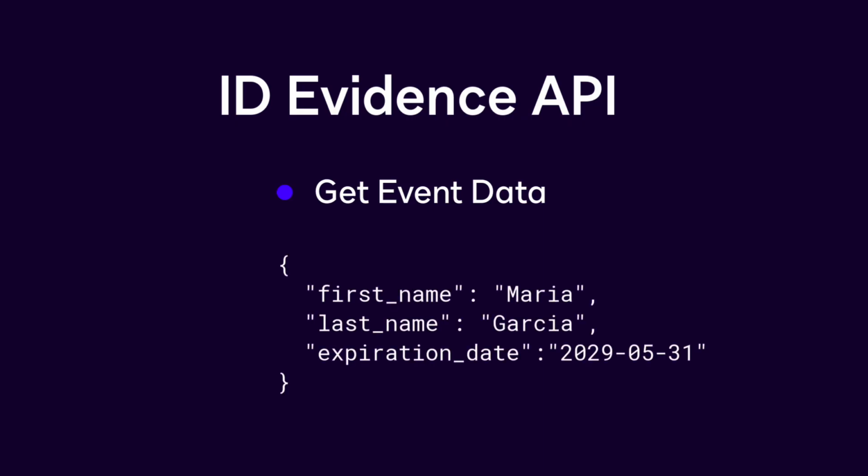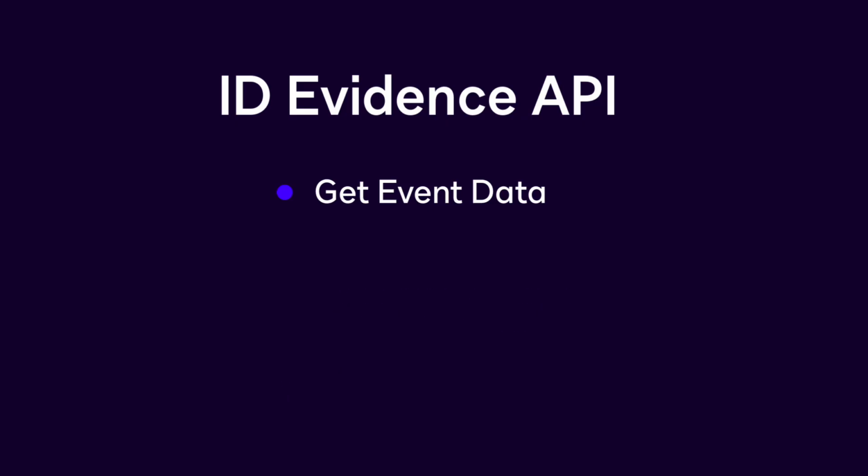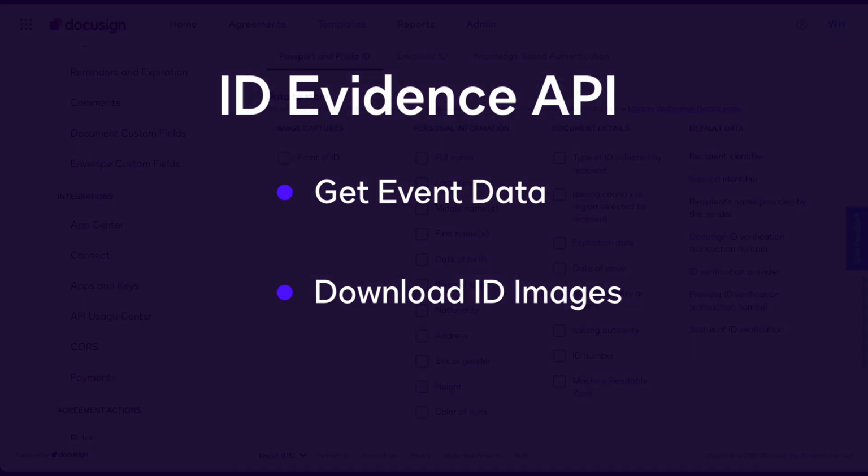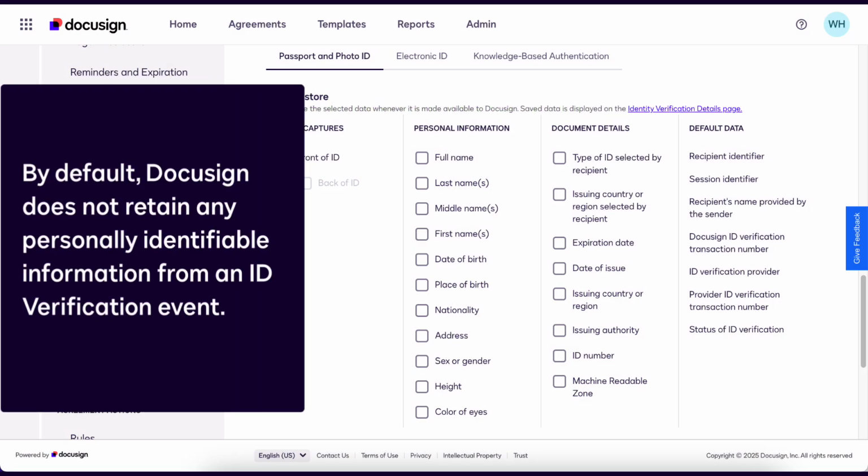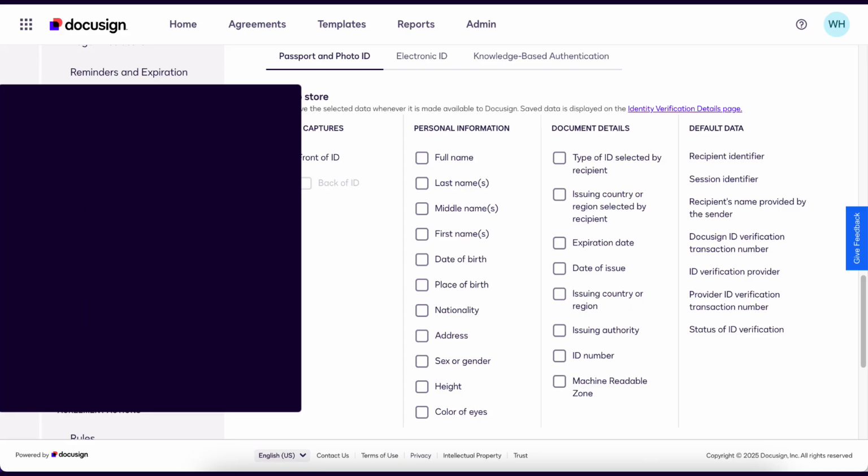The ID Evidence API enables you to retrieve data from ID verification events on envelopes sent from your account. For instance, if a recipient verified their identity using a government-issued ID, data might include the first and last name on the ID as well as its expiration date. You can also call the ID Evidence API to download images of the ID that the recipient provided during the ID verification process. By default, DocuSign does not retain any personally identifiable information from an ID verification event.